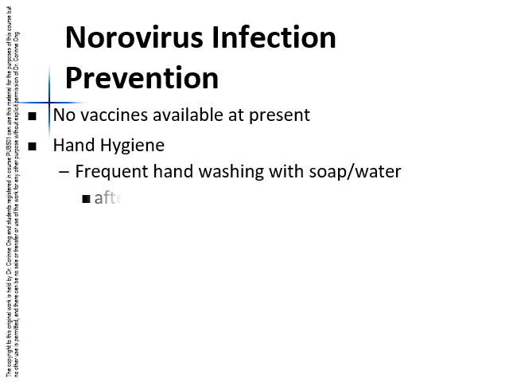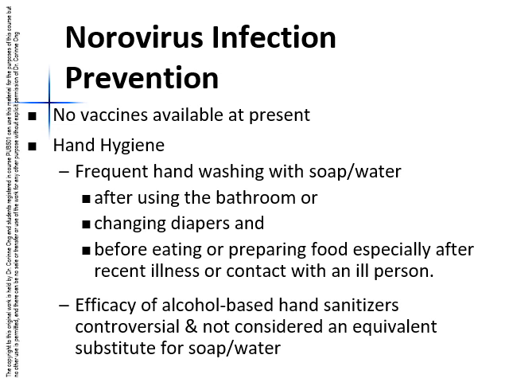No vaccines are available at present, so prevention is through good hand hygiene, especially after using the washroom or changing diapers, and before eating or preparing food, especially after recent illness or contact with an ill person. One really important note on prevention of norovirus infections is the controversial efficacy of alcohol-based hand sanitizers, since it is a naked virus. Washing with soap and water is considered to be more effective and is recommended.